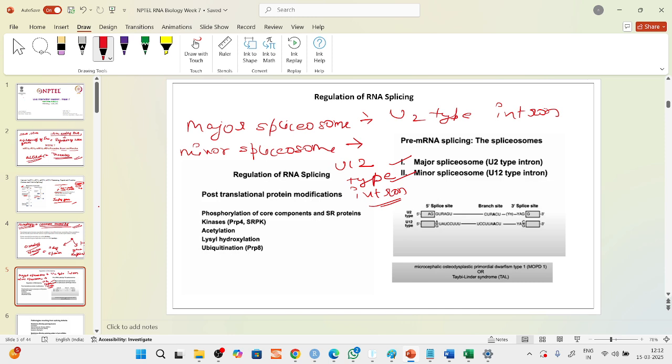So post-translational modifications can be phosphorylation, acetylation, hydroxylation, and ubiquitination. These are the post-translational protein modifications, PTM. Okay. Phosphorylation means addition of the phosphate group. Kinases, okay, acetylation means acetyl group is added. Ubiquitination means when they are ubiquitinated, they are marked for degradation. If the protein which has formed is non-functional, there are some problems in the protein, then that particular protein is ubiquitinated and then it is marked for degradation. Okay, fine.